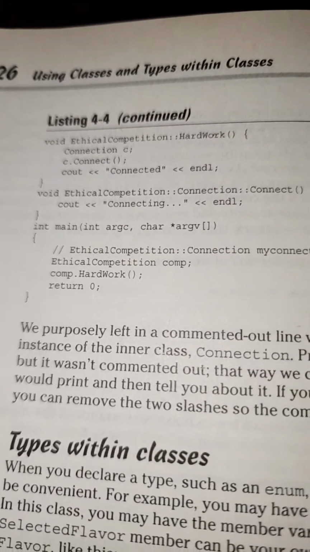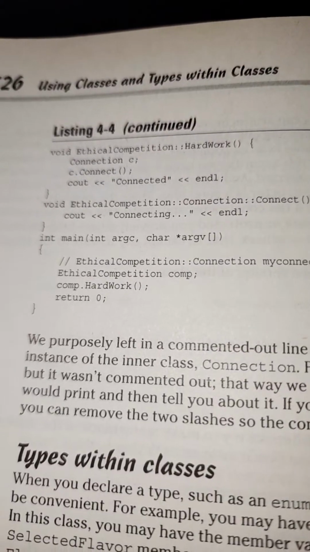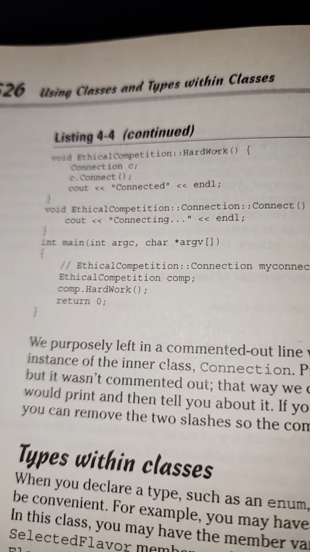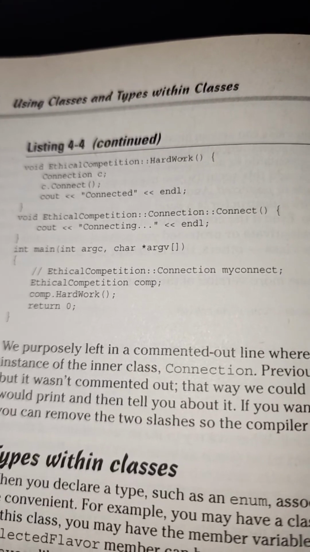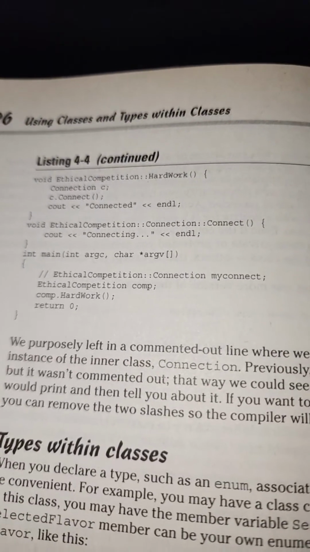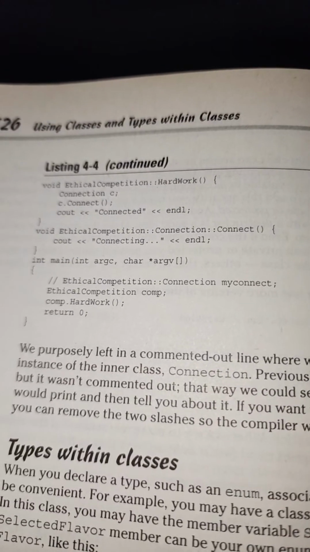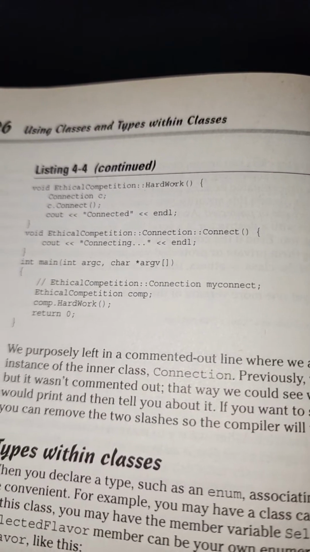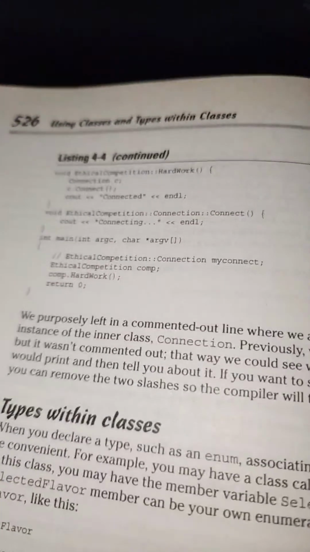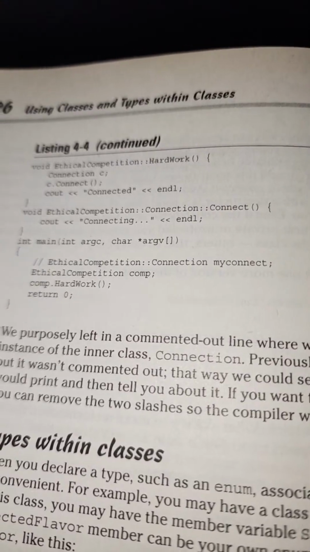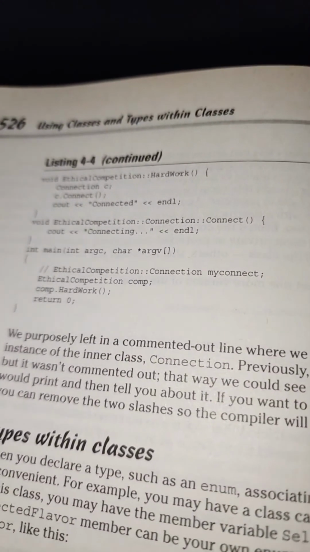Okay, so I kind of ignored that part. But yeah, there's that line with the two forward slashes. They're saying if you removed the forward slashes, then you would be able to see what it's like when the compiler is having issues. So that's the line that says EthicalCompetition::Connection myConnect. No, maybe I did read that. The point is, that's bad times. If you leave that uncommented, the compiler will have words with you. Can't say I like the compiler having words with me.